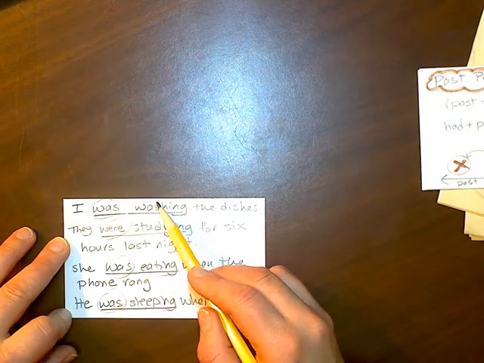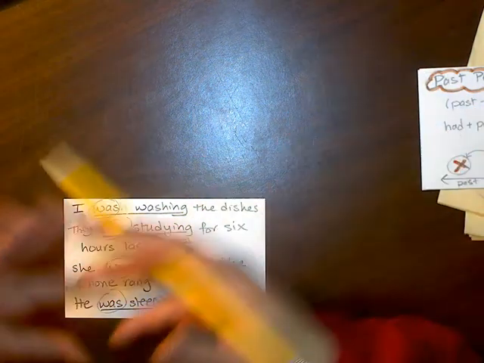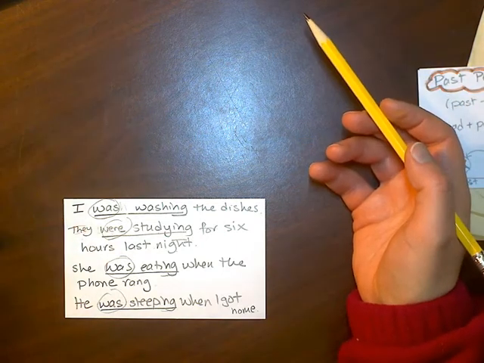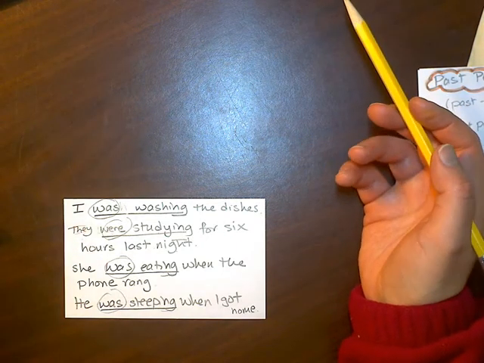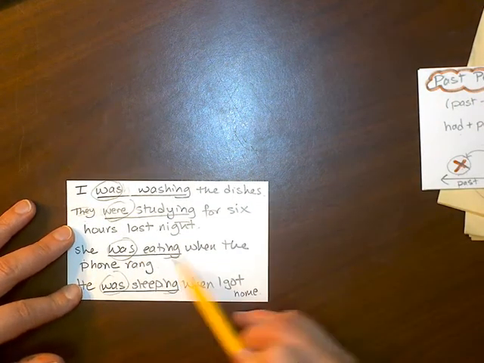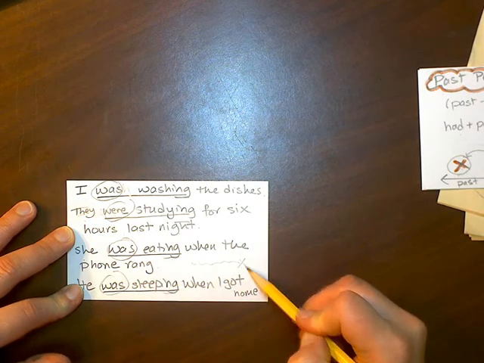If I want to describe the fact that they take a long time, I was washing the dishes. When you came in, that's what I was doing. I was washing the dishes. It took a while. It was a process. There were a lot of dishes. There's 5 people in my house. She was eating when the phone rang. So that's what she was doing, and then the phone interrupted her.